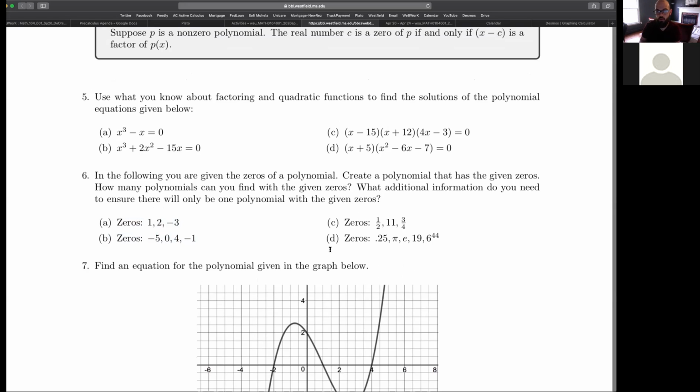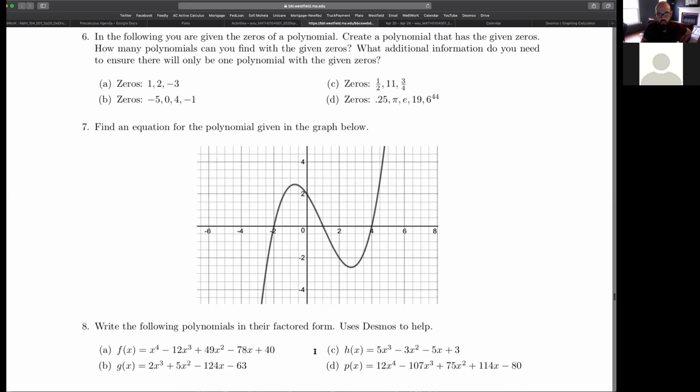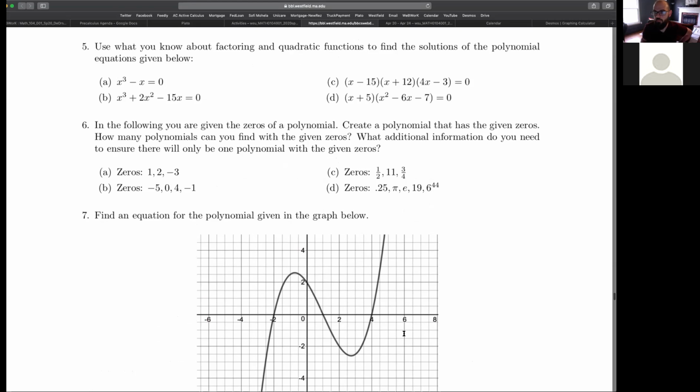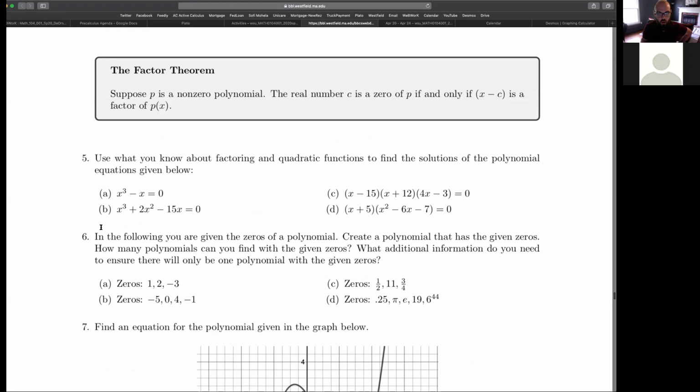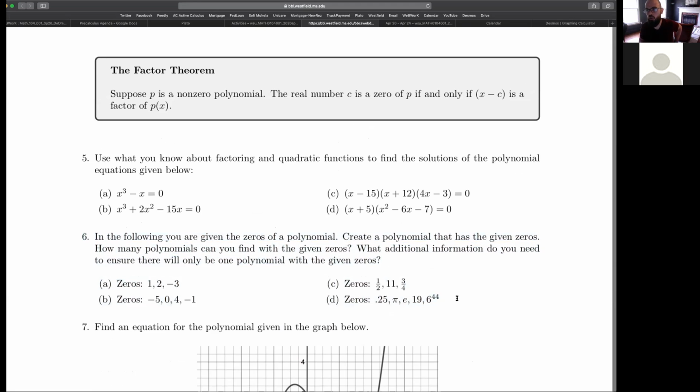Are there multiples? We'll work through this, and how, if we're given a graph, we might be able to determine the equation of a polynomial and then use Desmos to actually factor. Some of these things down here are pretty messy, but using Desmos, it actually is not that bad to factor them. So on Tuesday, we'll pick up here.